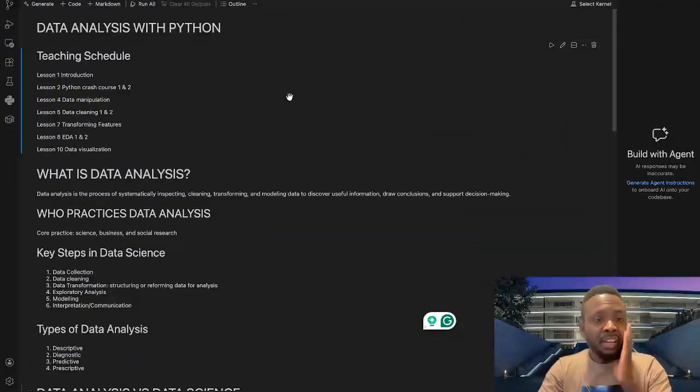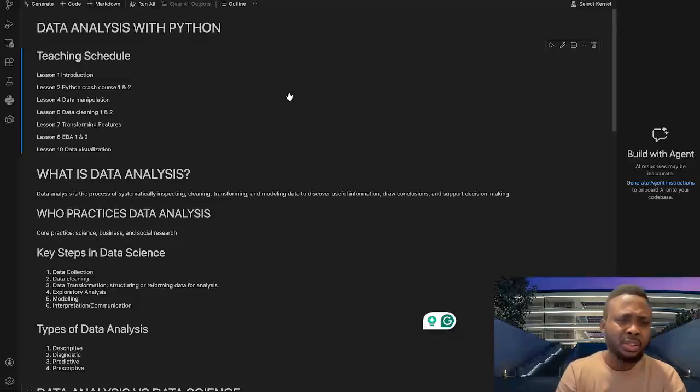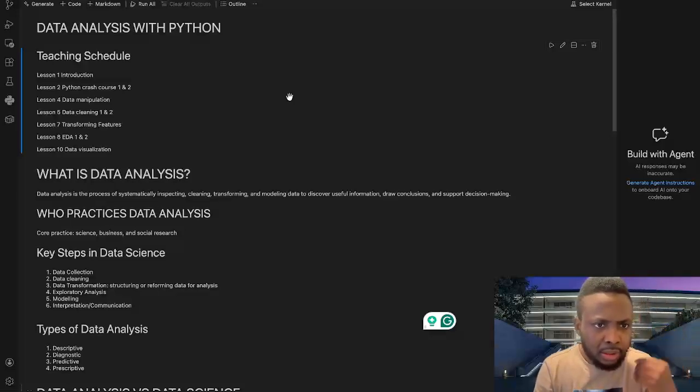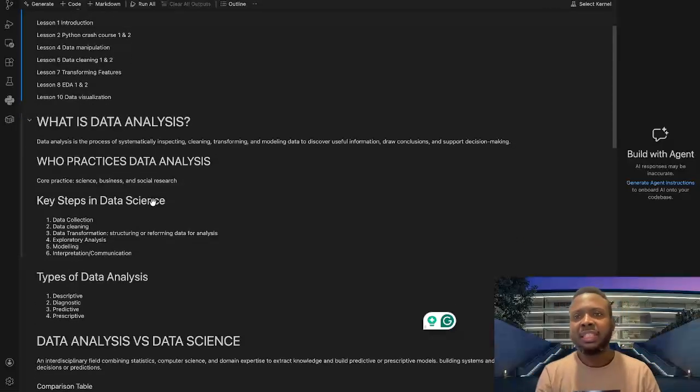So I have been able to divide the structure of the program into about 10 sections, like you can see, from section 1 to section 10: introduction, Python crash course, data manipulation, data cleaning, transforming features, exploratory data analysis, and data visualization. Then on the subject matter, what is data analysis?